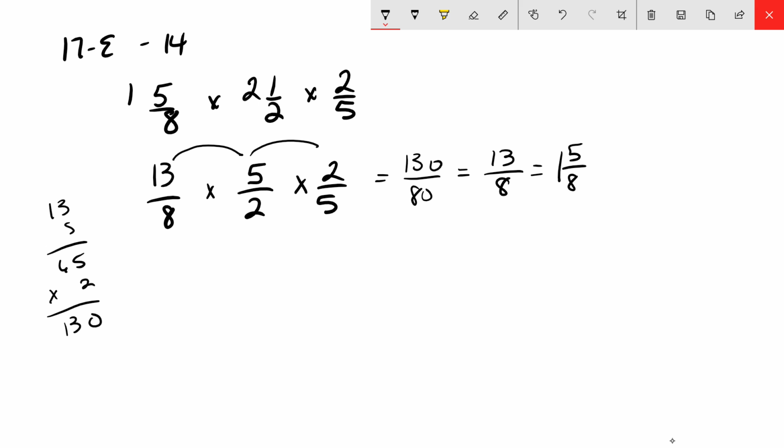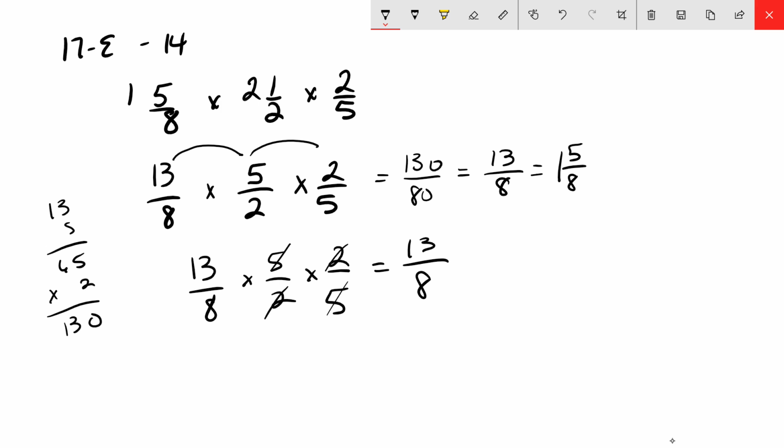Okay. The other thing that I can do, though, where I have this 13/8 times 5/2 times 2/5, is I can cancel. So here I have a 2 in the top and the bottom. I can cancel those out. I have a 5 in the top and the bottom, so I cancel those out. So look, all we come across here with is that 13/8. And I didn't have to multiply, and I didn't have to divide. So canceling helps save you some steps there.